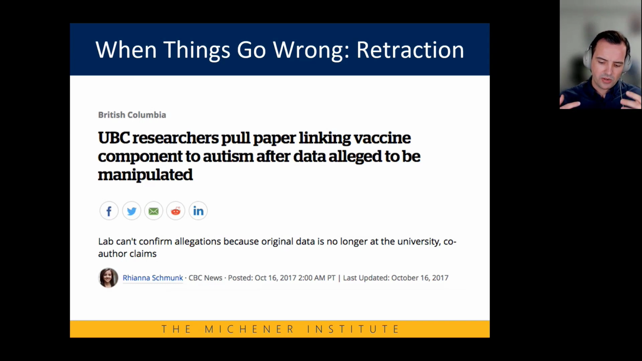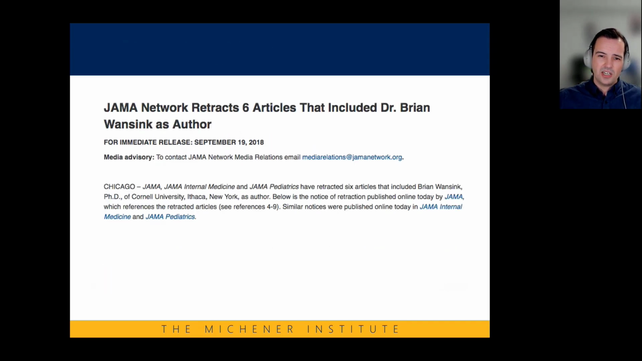In addition, when research data is not able to be adequately produced or reproduced, it can lead to major problems when researchers make big claims or publish and then are not able to back up their published results. So this is talking about UBC researchers pulling papers linked to vaccine components and autism after another author alleged that data was manipulated, and the lab could not confirm that that information had not been manipulated, and so this led to further issues.